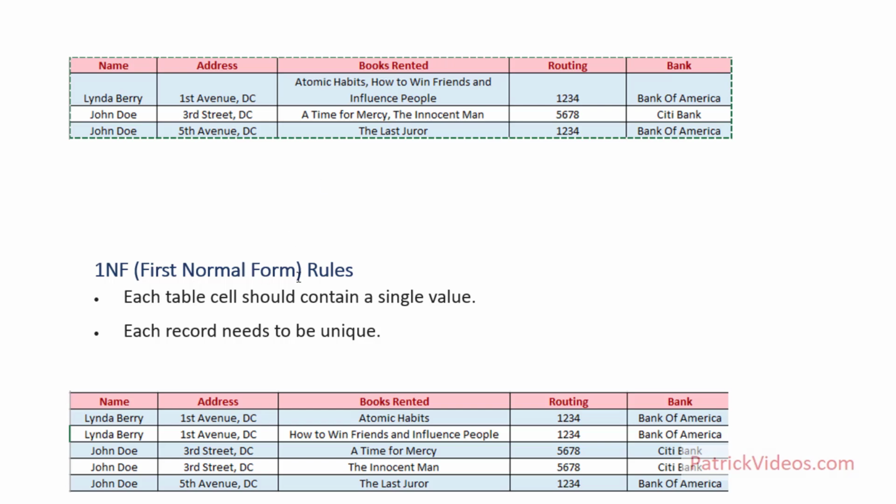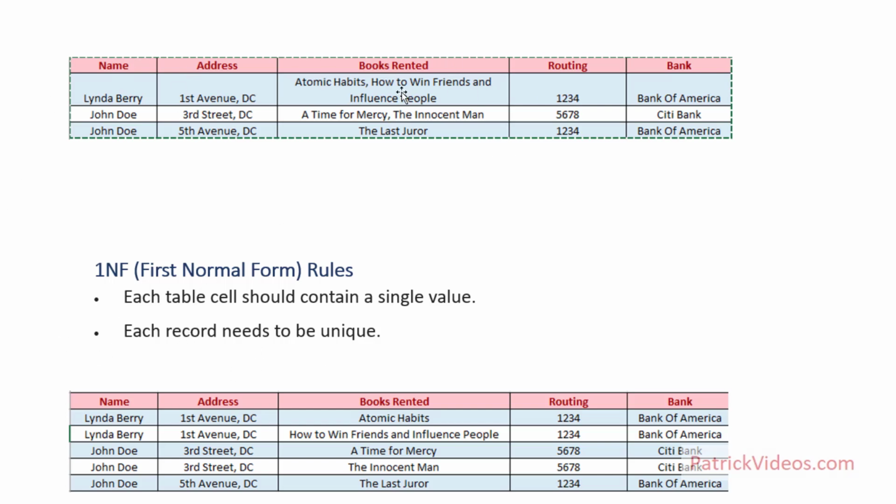The first normal form says each table cell should contain a single value. So if you look at this particular table, this cell right here has two values. It has Atomic Habits and How to Win Friends and Influence People. In the same way, this one has A Time for Mercy and The Innocent Man. So it has two values. So the first normal form says each table cell should contain a single value, and each record needs to be unique. So these are the two rules for a table to be in first normal form.